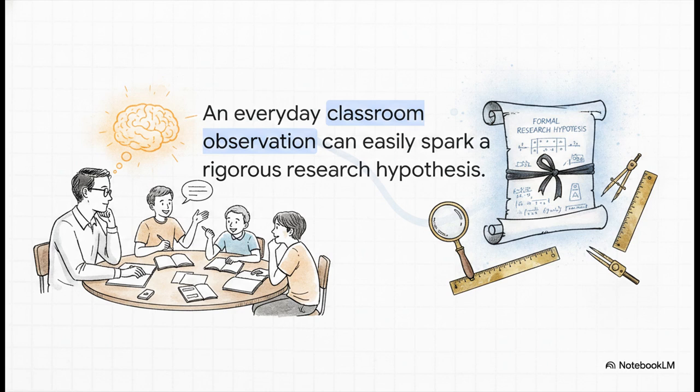Let's zoom in on that observation source for a second, because it's so relatable. Imagine you're a teacher, casually observing your classroom on a random Tuesday afternoon. You think to yourself, the students who participate in group discussions always seem to appear more confident in their assignments. That simple, everyday observation is the perfect seed. It can easily spark a rigorous research hypothesis. Something like, group discussion improves students' communication confidence, and suddenly you have a concept that can be isolated, measured, and formally tested in a controlled academic study.